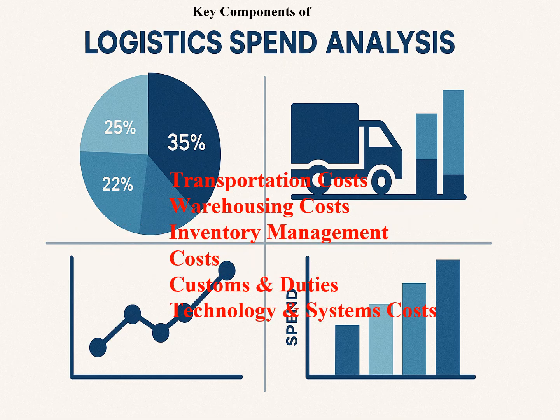After defining the logistics spend analysis, now let's discuss key components of logistics spend analysis. The first one is the transportation cost, the next one is the warehousing cost, inventory management cost, customs and duties, and finally technology and system costs. Now let's discuss them one by one.